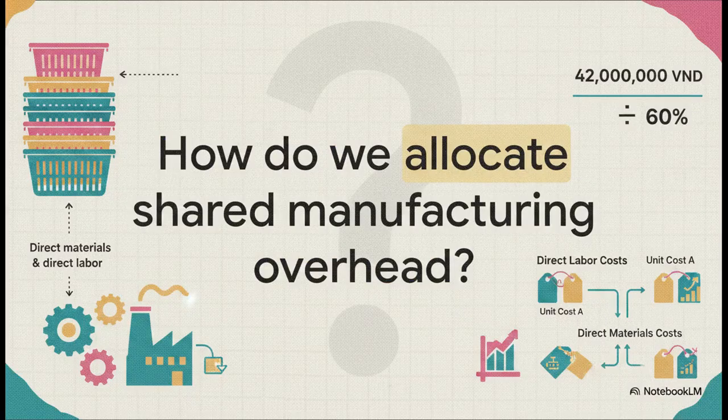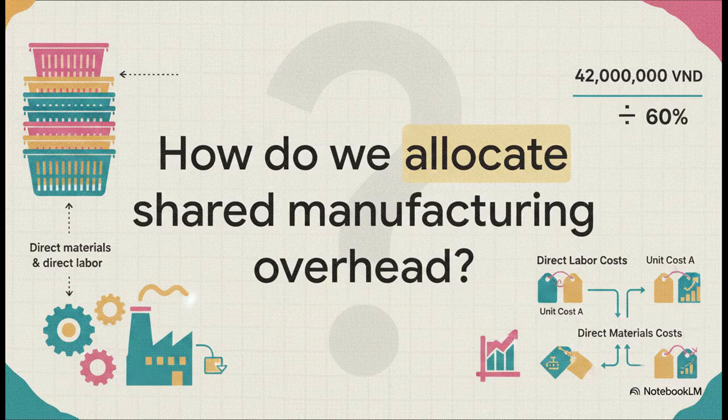Okay, but what if we make more than one product? Let's say we manufacture both plastic baskets and plastic tubs. Direct materials and direct labor, those are easily traced to each specific product. But how do we split the shared factory electricity or the machine depreciation? We have to allocate account 627.